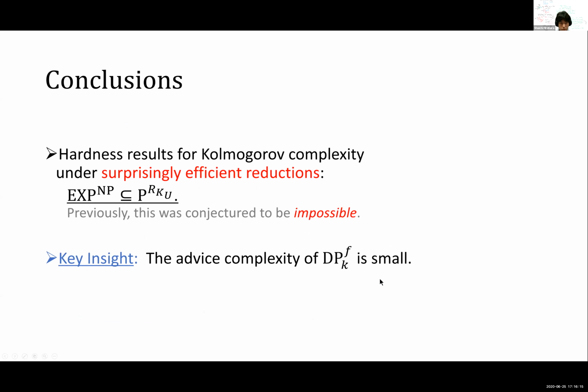So to conclude, in this work, we presented several hardness results for Kolmogorov complexity and a surprisingly efficient reduction, which were previously conjectured to be impossible. Thank you.